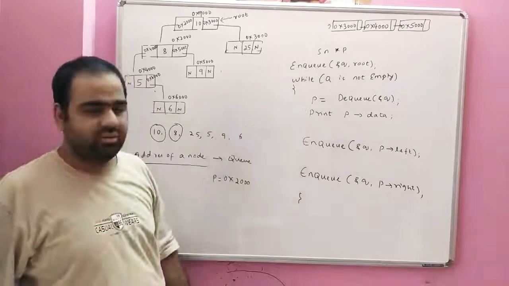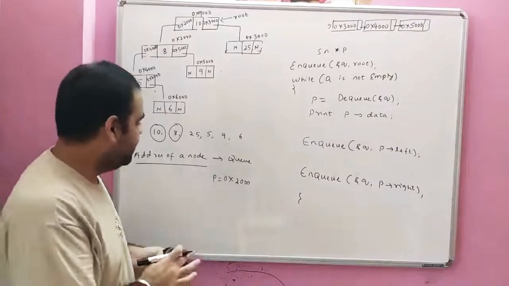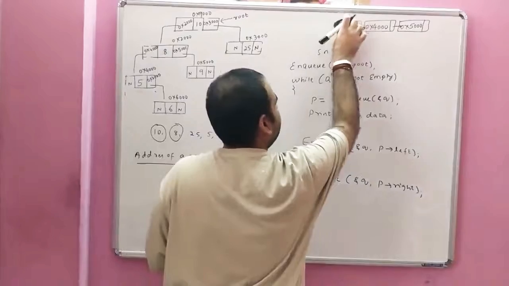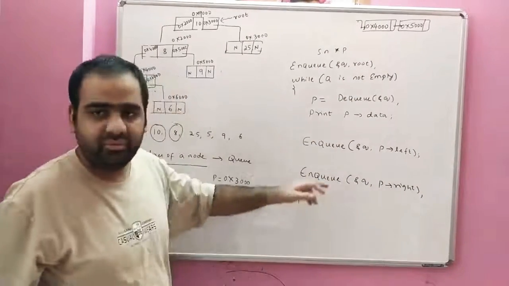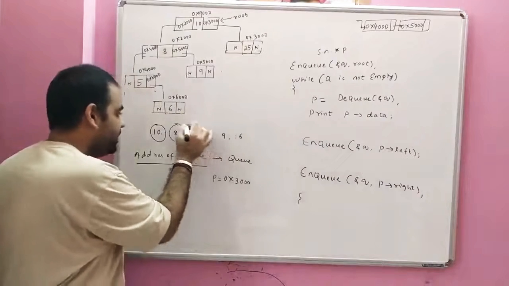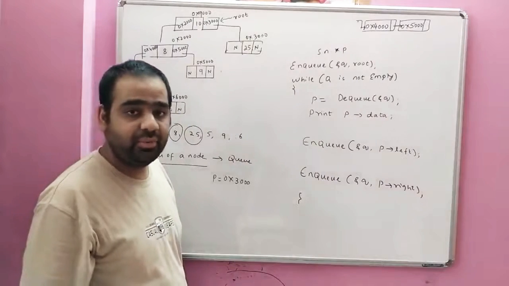Now again you go back, Q is not empty, P is equal to DQ. What do you get from DQ? You get 3000 from DQ. You print 3000 arrow data. And what is 3000 arrow data over here? It is 25. 25 is printed.